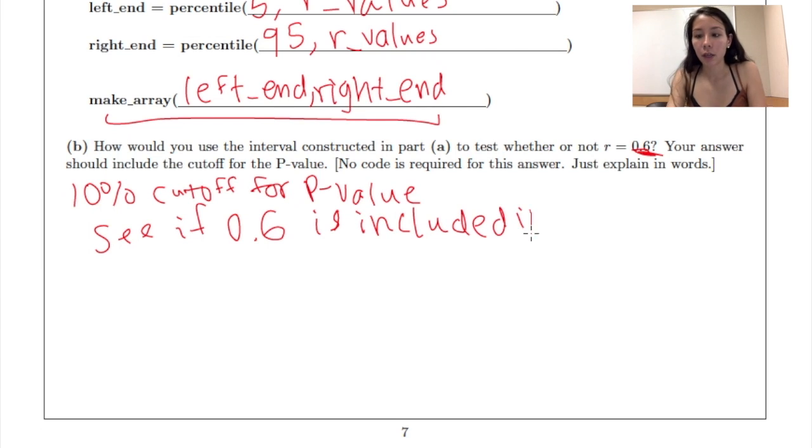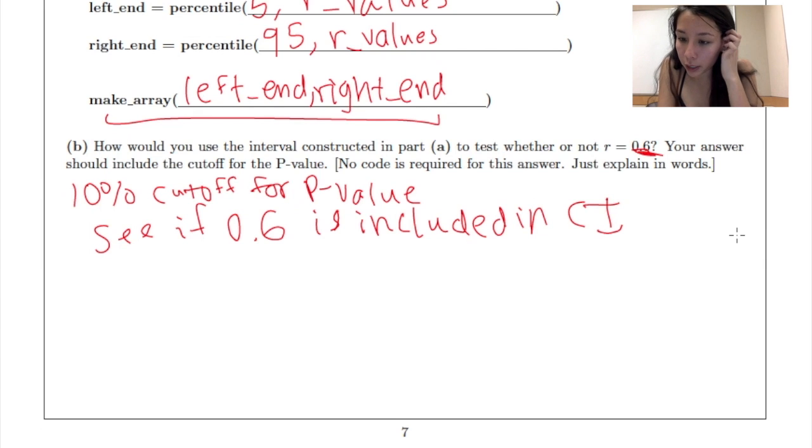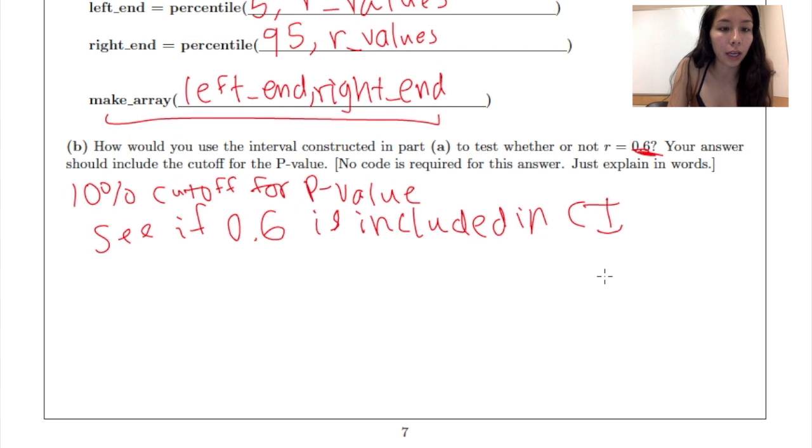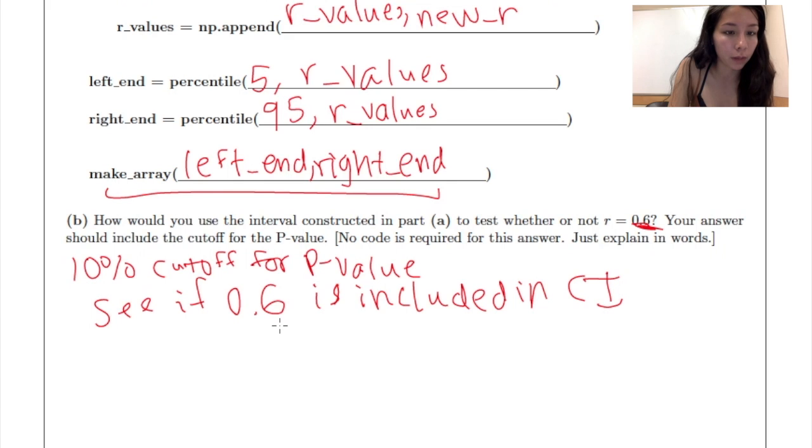And if it is, that means that we can reject the null hypothesis and say that 0.6 is included in the confidence interval. And if not, we can... Wait, sorry. Okay, if it is in the confidence interval, we can't reject the null hypothesis. And if it's not, that means that we can reject the null hypothesis by saying that it's not in the interval. And that is going to be with a 10% cutoff.